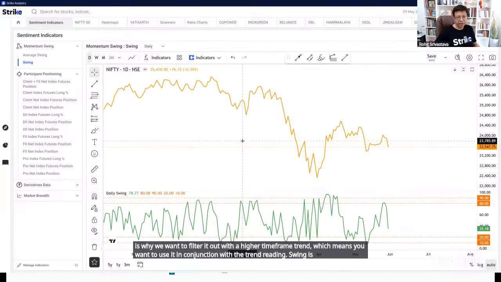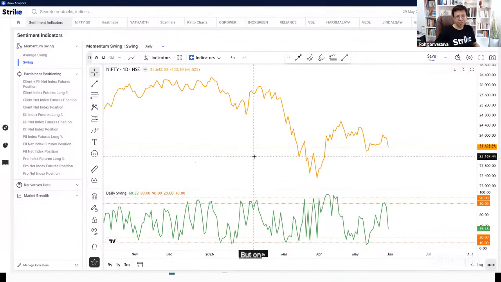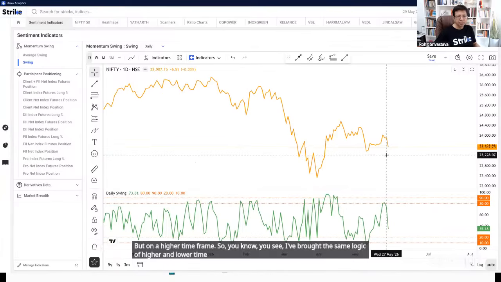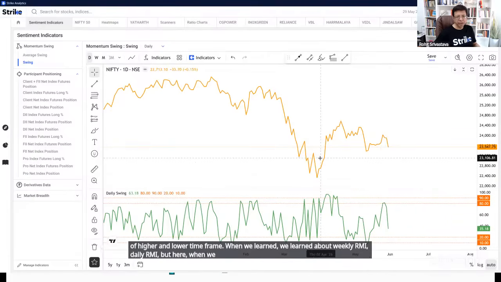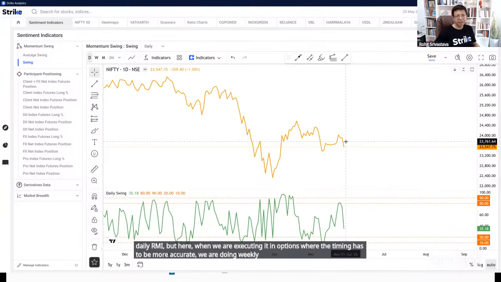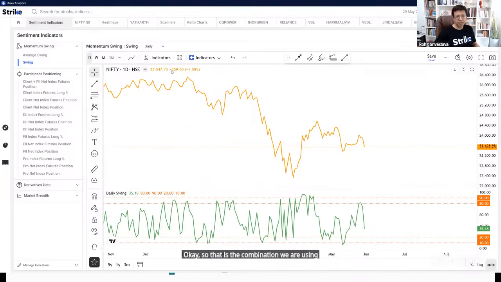Swing is not a trend reading. It only tells you it's overbought, it's oversold, it can turn from here. But will it turn favorably or not is what the trend tells you. And what will you use for trend reading? You go back to RMI, but on a higher time frame. So you see, I've brought the same logic of higher and lower time frame when we learned about weekly RMI, daily RMI. But here, when we are executing it in options where the timing has to be more accurate, we are doing weekly RMI, daily swing. Okay, so that is the combination we are using, which is weekly RMI and daily swing.